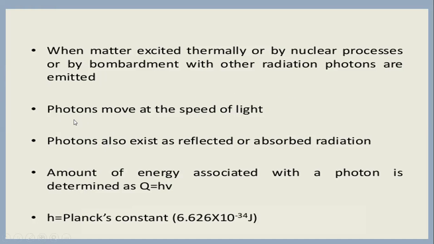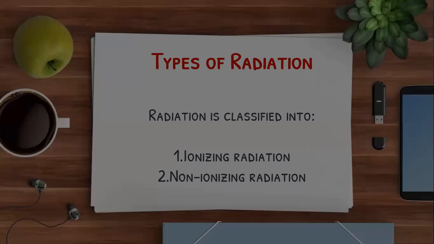Okay, photons: how the photons move, the speed of the photon, how the photon is emitted or reflected and absorbed as radiation, and how the amount of energy associated with the photon can be determined. E is equal to hν, where h is the Planck constant that we already know from the basic concept, 6.62 times 10 to the power minus 34.